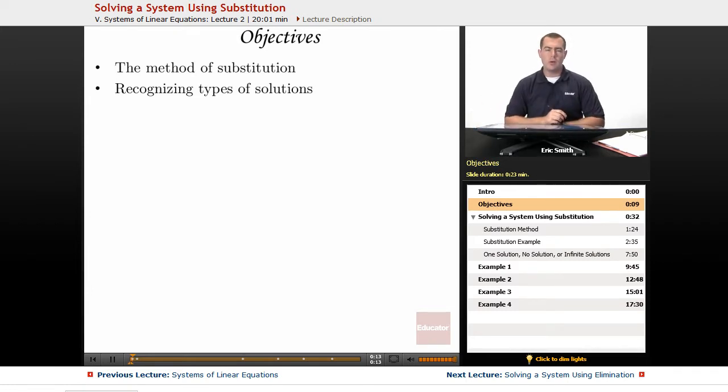So really, what we want to focus on is how we use this substitution method in order to find solutions. And I'll really walk you through that process. We'll also keep in mind that since sometimes there is no solution or there's an infinite amount of solutions, we can recognize those cases when using the substitution method.